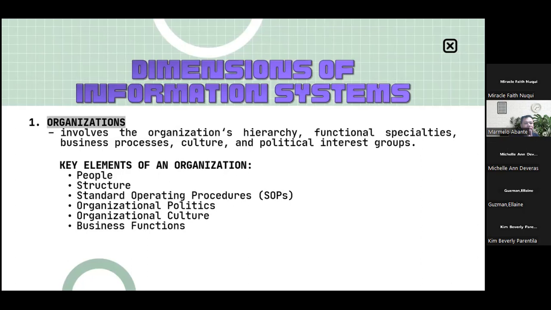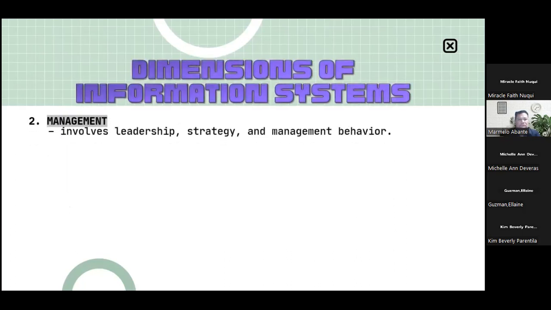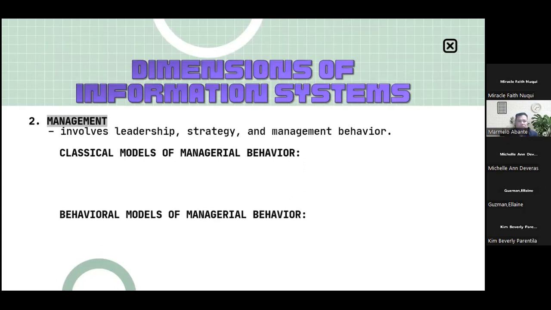Business functions. The major business functions or specialized tasks performed by business organizations include sales and marketing, manufacturing and production, finance, accounting, and human resources. Next is management. It involves leadership, strategy, and management behavior. Generally, there are classical and behavioral models of managerial behavior.